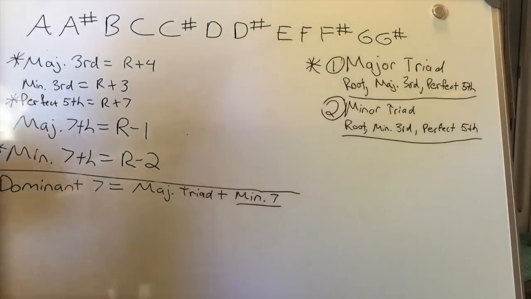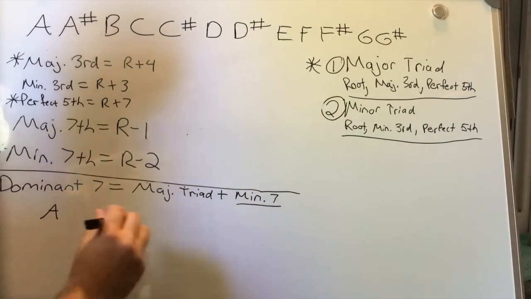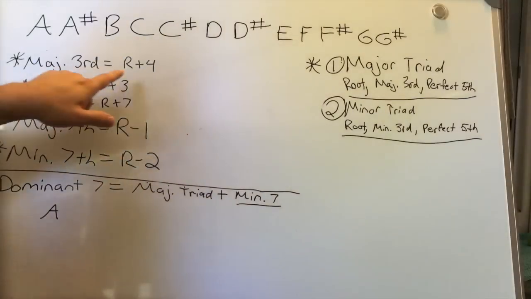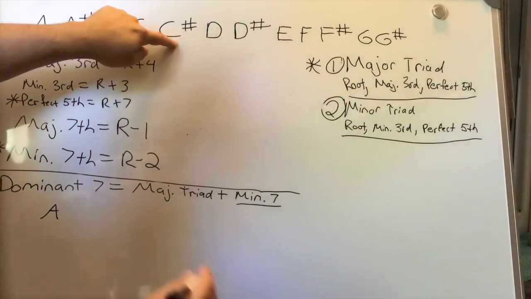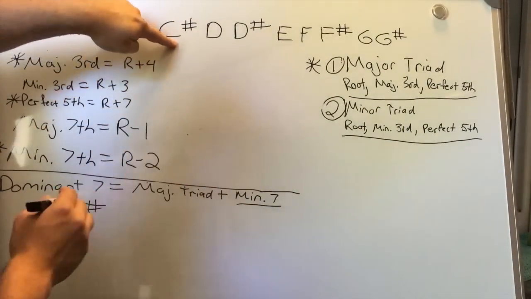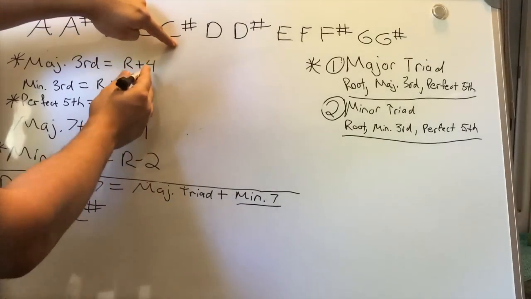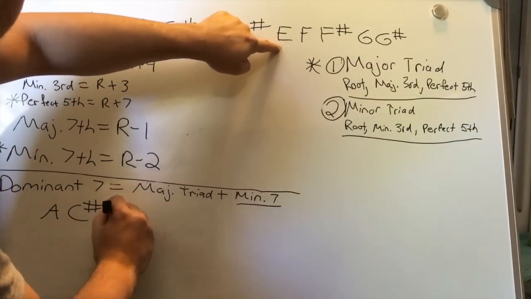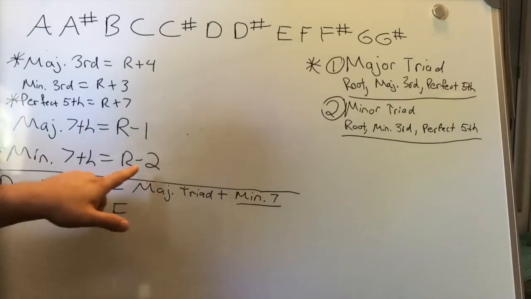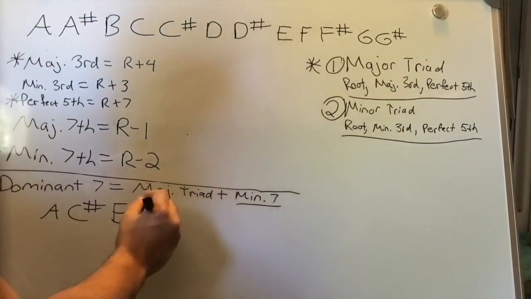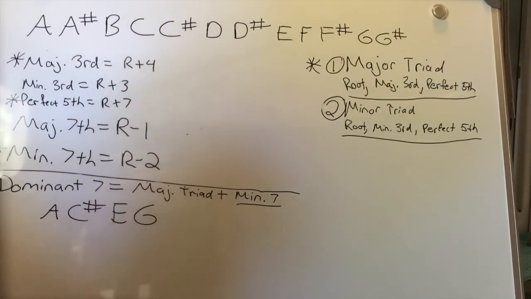We're going to start with A again. So we have our root. Thank you. That took 2 seconds. Major triad requires a major 3rd. Major 3rd is plus 4. 1, 2, 3, 4. C sharp. Requires a perfect 5th. Perfect 5th is plus 7. We already went 4. We're going to go 3 more. 1, 2, 3. There's our perfect 5th. And a minor 7th is back 2. A, 1, 2 is G. There is your A dominant 7th chord.